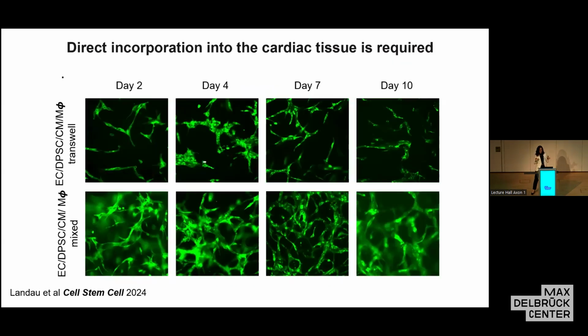It's really important that the macrophages are in the tissue. If we put them in the transwell, we don't get as much benefit. A little bit of benefit, but not as much as when they're really right there in close proximity.